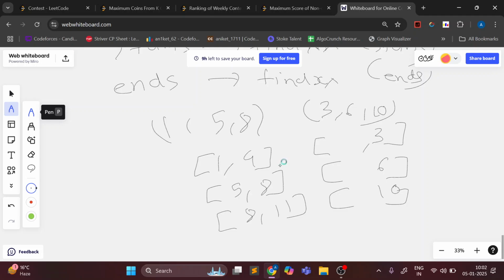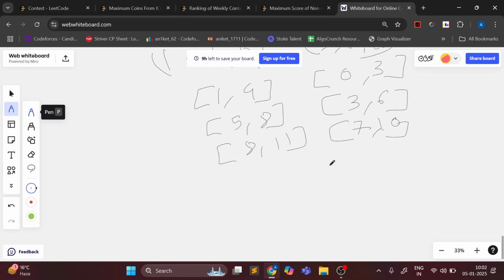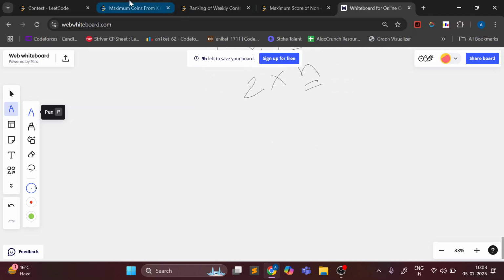Now for end 3, the start would be 0, so 0 to 3. This would be 3 and this would be 7. So we basically need to check all these subsegments. So the number of subsegments would be around 2 times n, where n is the size of the coins array. Now, how can we do that?